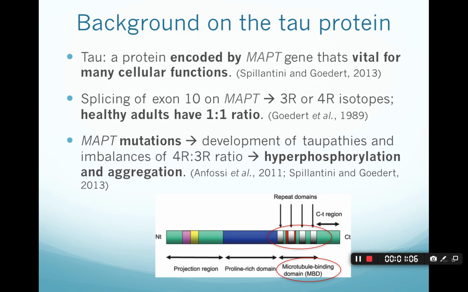It's been previously found that mutations in common genetic variants of the MAPT gene have been associated with the development of tauopathies, as well as imbalances in the 4R to 3R tau isoform ratio, which may contribute to tau hypophosphorylation and aggregation.